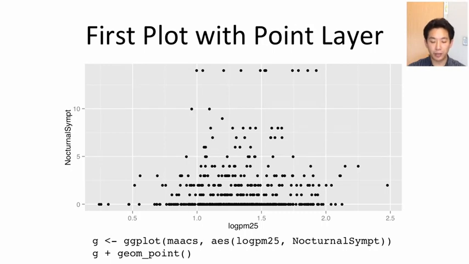So here's the plot with the point layer added onto it. I've reproduced the code down here at the bottom for your reference. The default for the points is a solid, filled circle, and I used the default because I didn't specify anything different. And so here are the data.